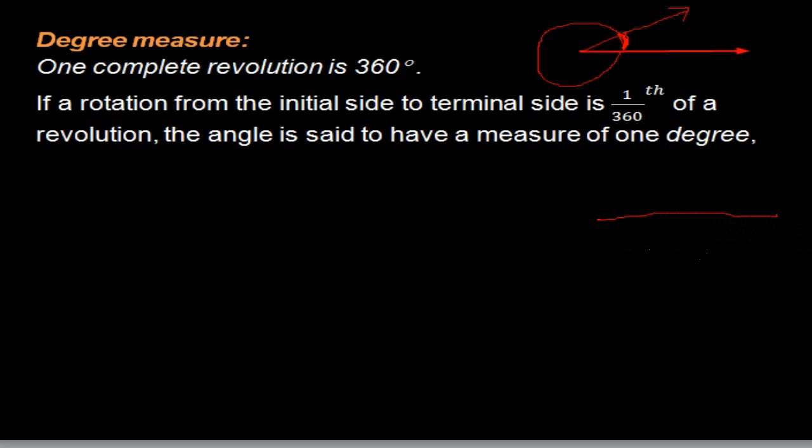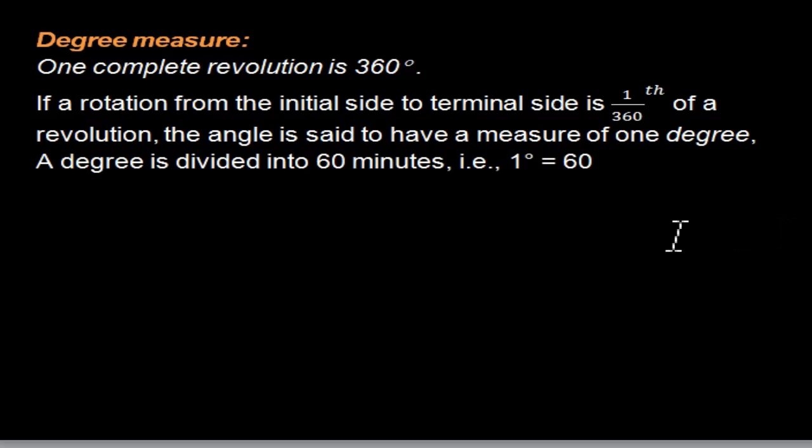For this straight line, you know that you will have 180 degree, is it or not? That means this line has been divided into 180 parts like this. Out of this, one part I am saying is 1 degree. That is, 1/360th of a revolution.